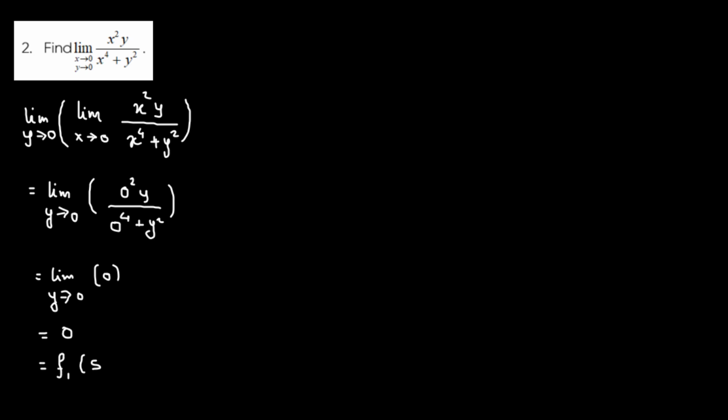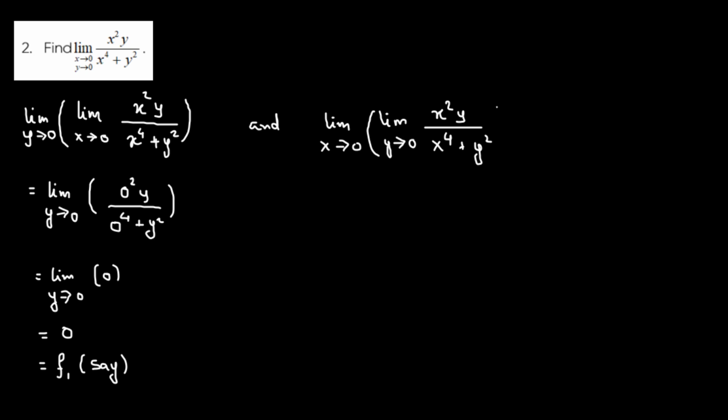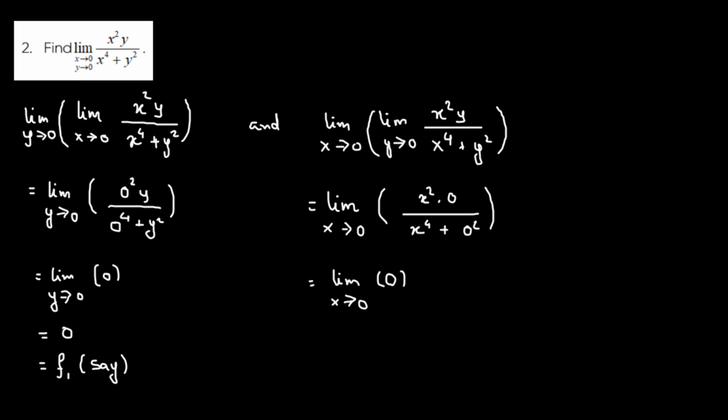Let us term it as f1, suppose. Now we determine the limiting value of the function as y approaches 0 first, followed by x approaching 0. So for that we are now going to replace the value y with 0. So that will be x squared times 0 divided by x raised to the power of 4 plus 0 squared, which is going to give us 0, and the limiting value of 0 as x approaches 0 is also 0. Let this be f2.